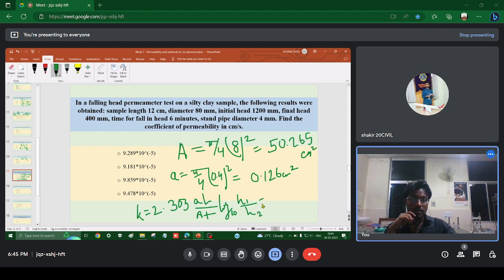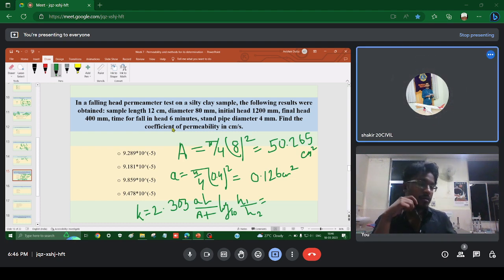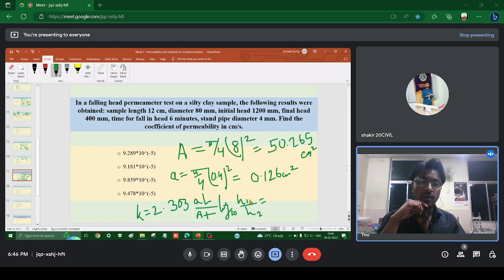See, you calculate the area first. If you get this area, you put it, because L will be 12 centimeter. Time will be 360 seconds. Have you taken time in terms of seconds? Yes, sir, 360 seconds. And H1 is 120 centimeter, H2 is 40 centimeter. Okay, I'll just calculate it once again.